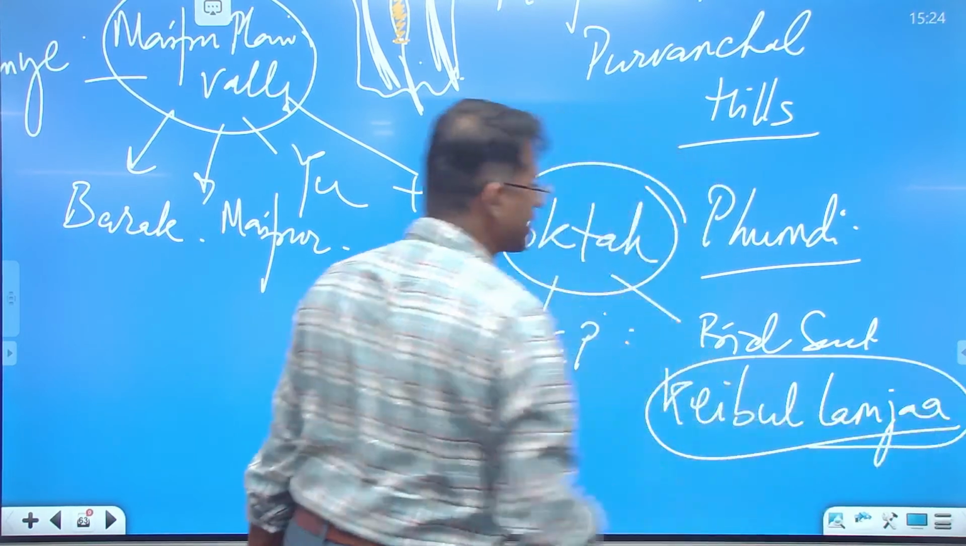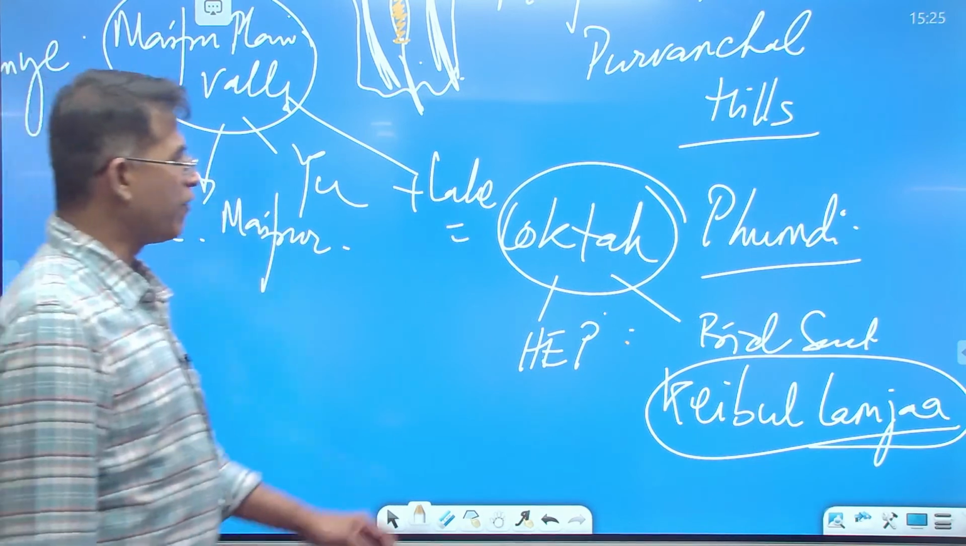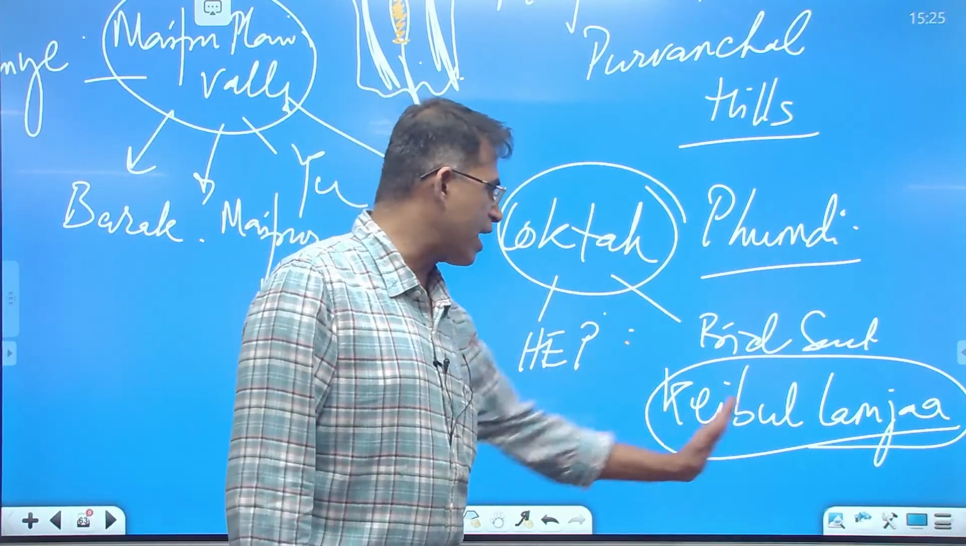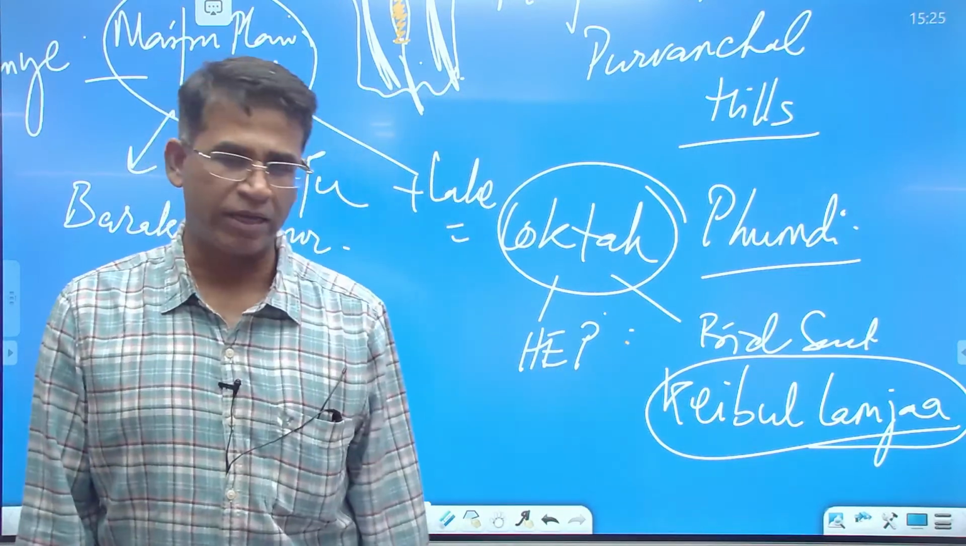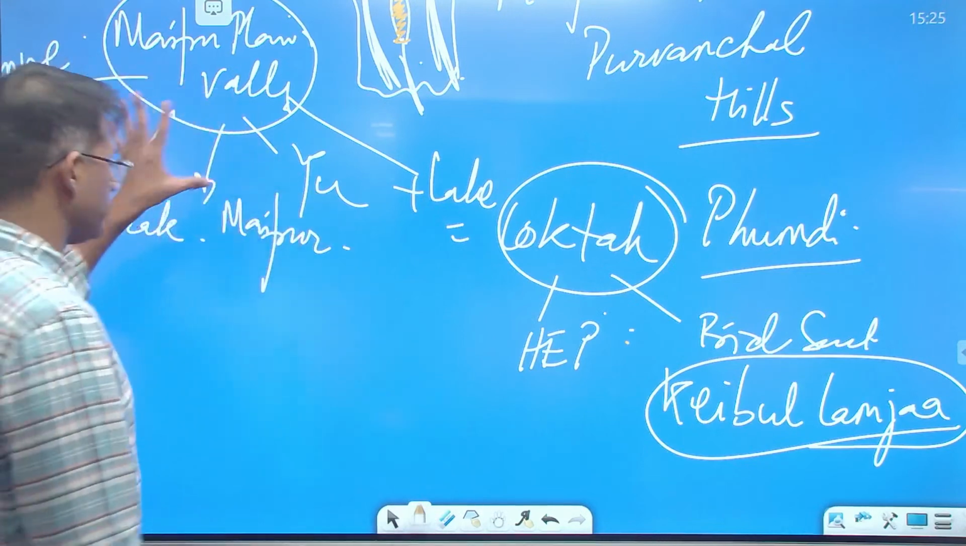The name of the bird sanctuary is Keibul Lamjao. Loktak Lake, Loktak HEP, the floating Phumdi, the national park, and the Keibul Lamjao bird sanctuary national park. So that is a bit of geography.